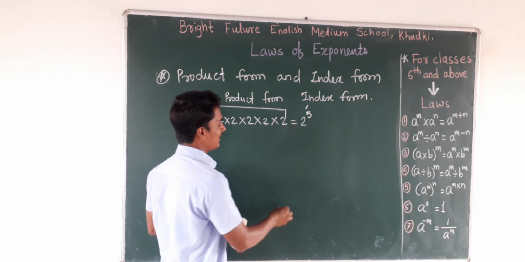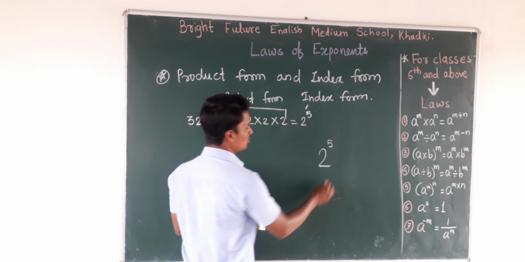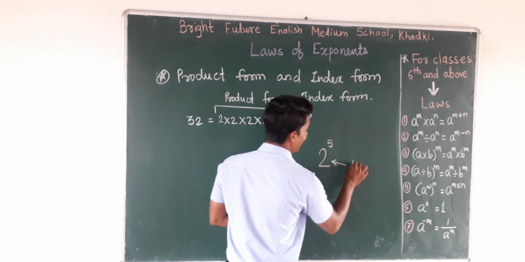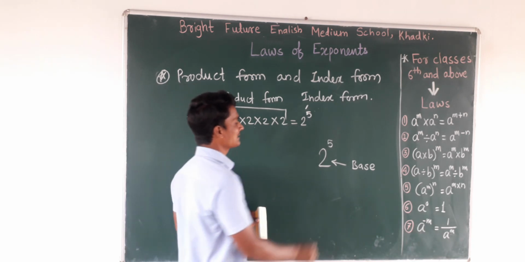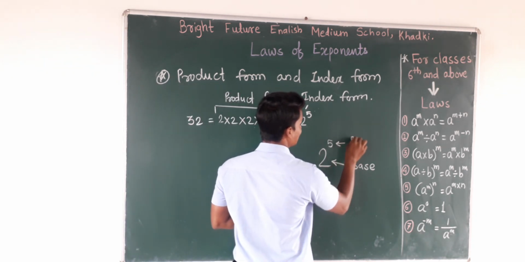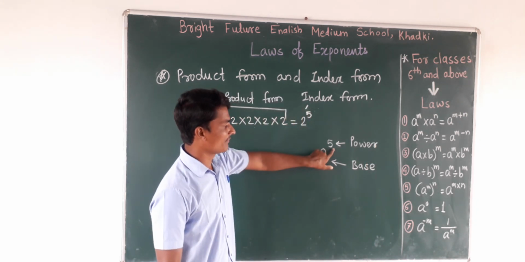Now in the index form, what we have seen is 2 raised to 5. This 2 is called the base, and this 5 is called the power. 2 is the base and 5 is the power.